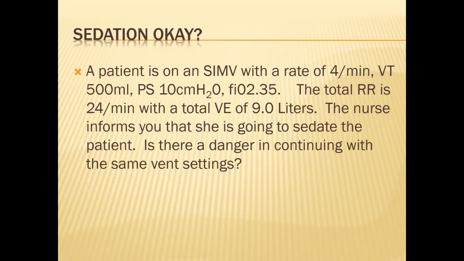Tidal volume 500, pressure support is 10, FiO2 0.35, total respiratory rate 24. 24 on a ventilator is good, right? I know that's defined as tachypnea. If you have a patient breathing 24 times a minute on the ventilator, we're happy with that. So that's okay. Minute volume 9 liters. What about that?